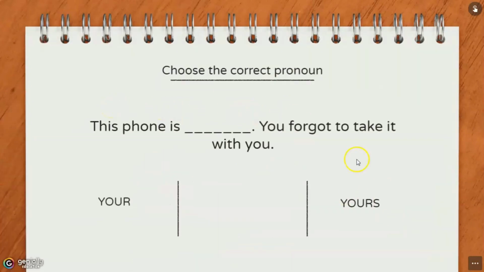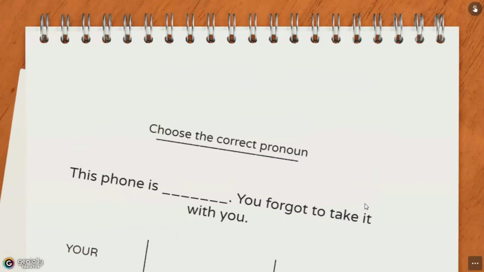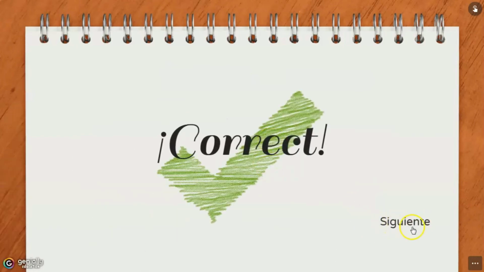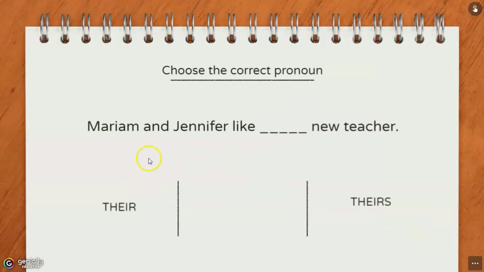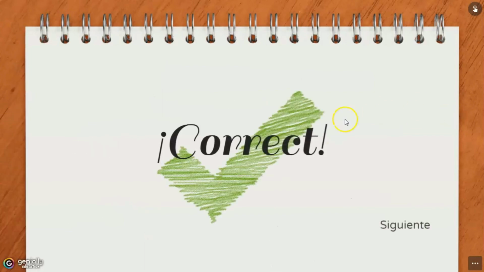Let's see the next sentence. This phone is. You forgot to take it with you. What do you think is the correct pronoun? Your or yours? Let's click on yours. That's correct. Excellent job, boys and girls. Let's do the next one. This is the last one. Mariam and Jennifer like their or theirs new teacher. Which do you think is the correct pronoun? Let's click on their. That's correct. Excellent job, boys and girls.